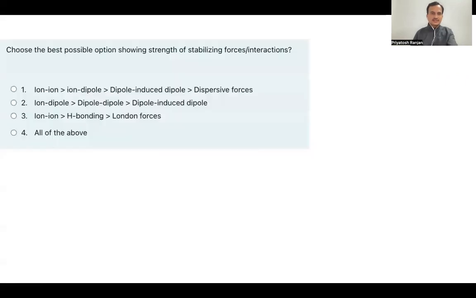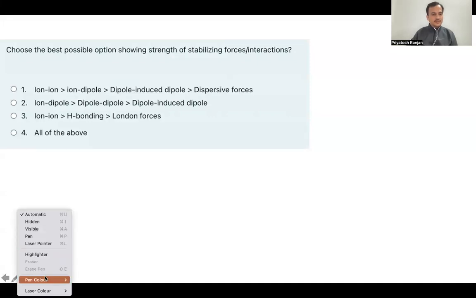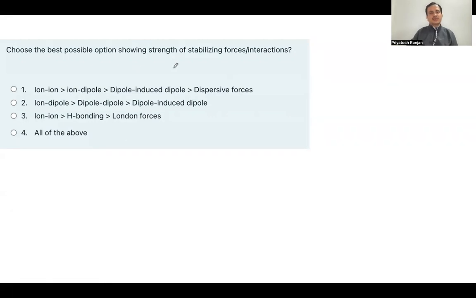So let's start. If we look at the first question, it's a multiple choice question where it has been asked to choose the possible option showing the strength of stabilizing forces or interactions. So they have given different kinds of stabilizing interactions. A few of them are non-covalent interactions. One of them is ionic interactions, and they have asked about the strength of stabilizing force interactions.